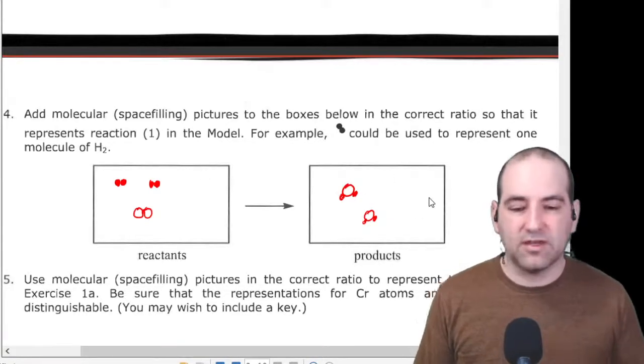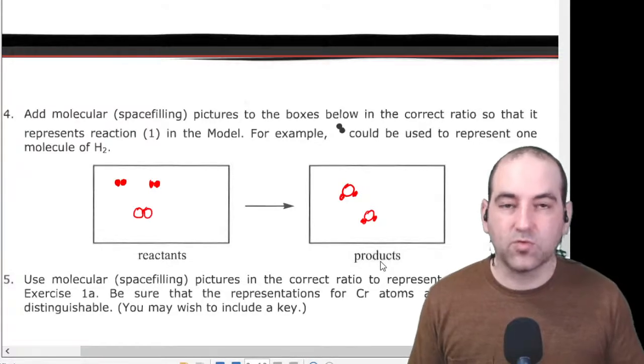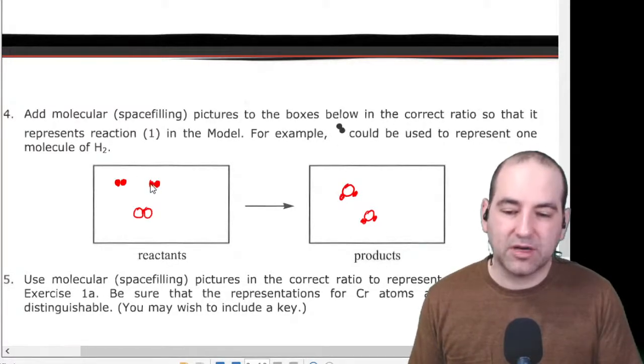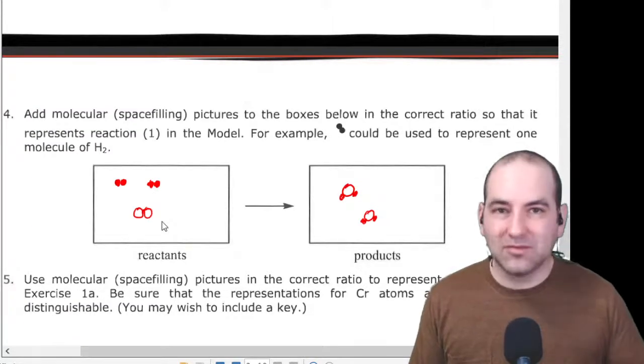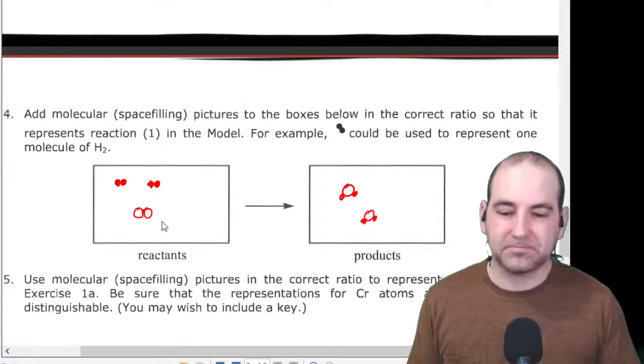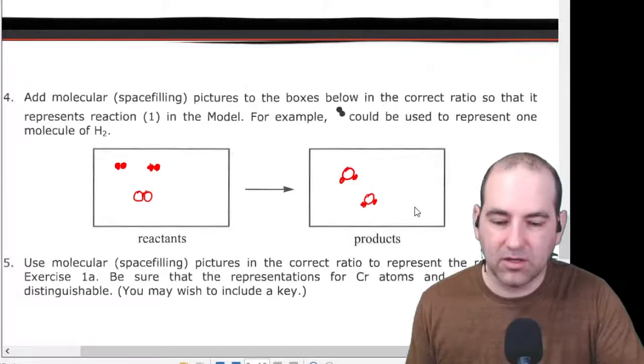The reason for this activity or this exercise is that I think it really emphasizes why we need to balance things. When you can see the pictures, you can see that every single dot has to have a dot with it in the products also. Right? So that's how I would do that. And you can do a similar thing here.